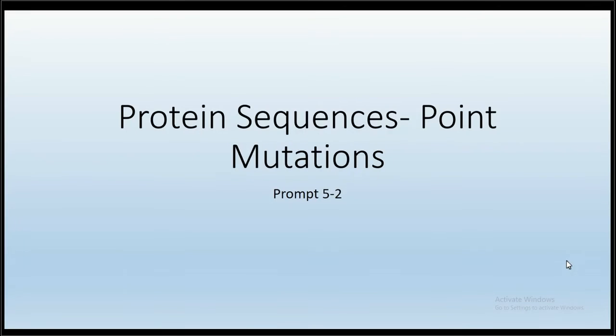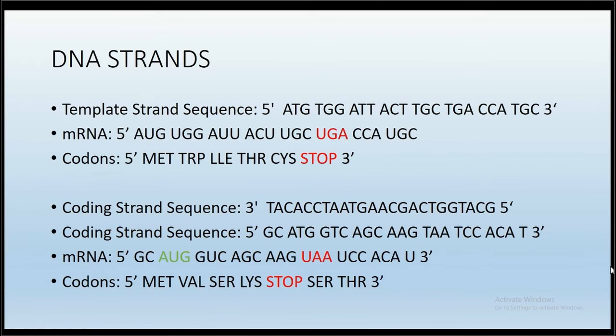I'll be discussing protein sequences and specifically point mutations. So for the DNA strands, the template strand was the top strand in the prompt, and the coding strand was the bottom strand. So originally it was 3 to 5 prime end. We cannot sequence it in a 3 to 5 prime end, so we had to flip it around to 5 to 3 prime end.